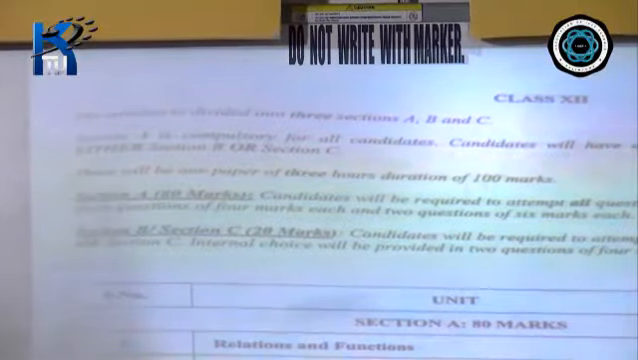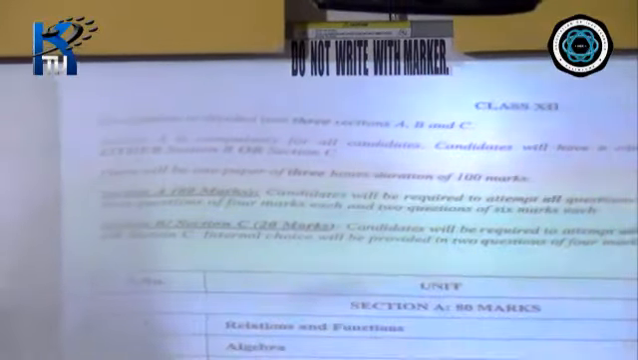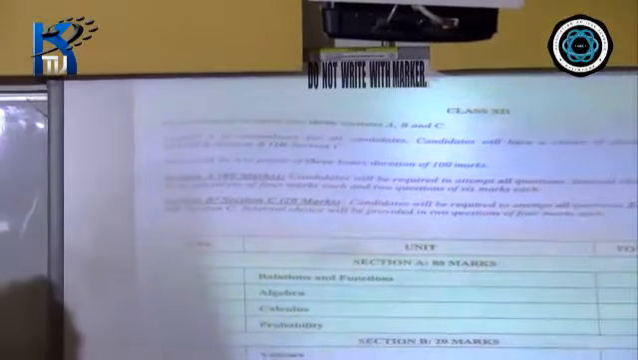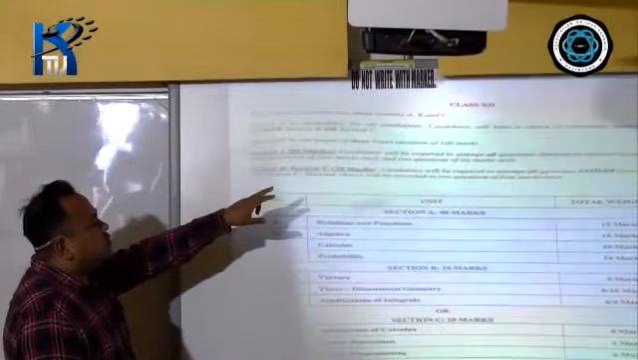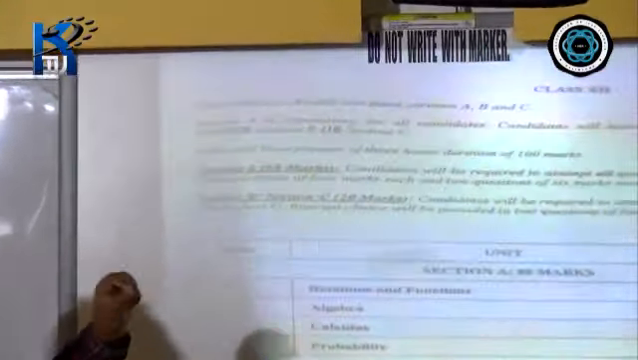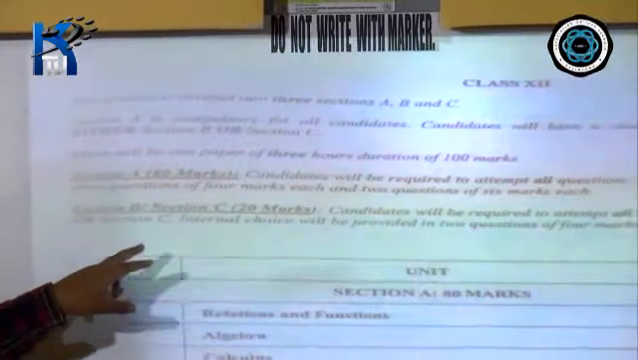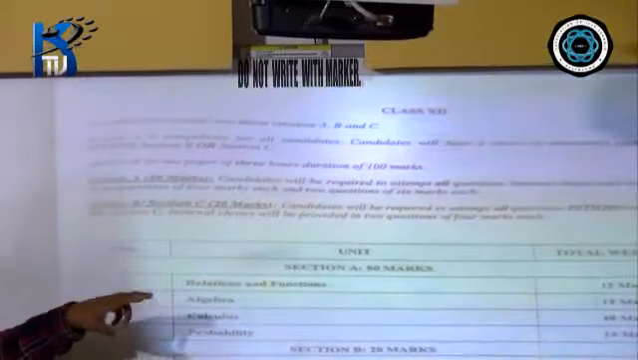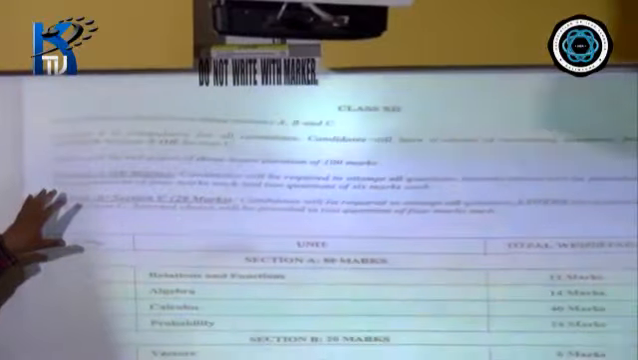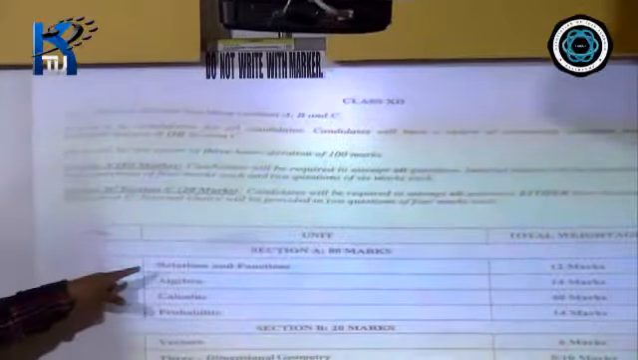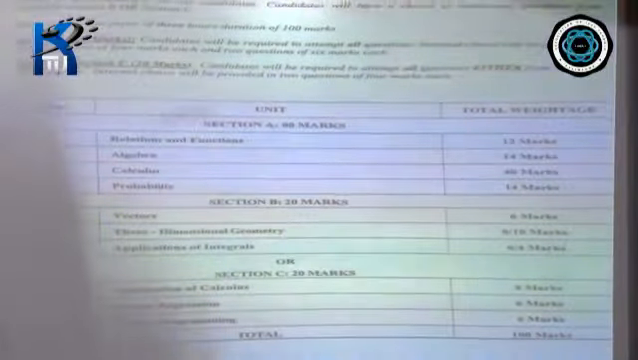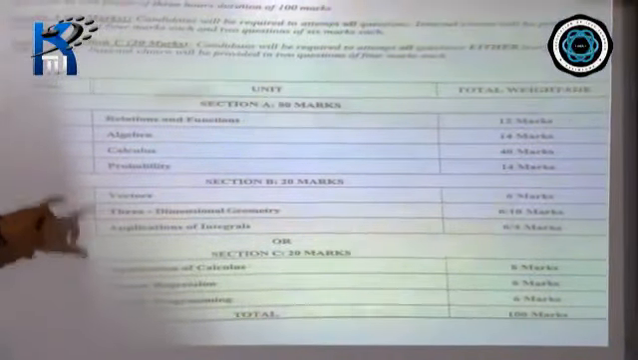Now our main emphasis will be on section A, because that is the most important and it carries 80 marks. In section A, candidates will be required to attempt all questions. Internal choices will be provided in 3 questions of 4 marks each and 2 questions of 6 marks each. I'll go into detail about this. First, just see the syllabus. When I complete section A and do section B and C, I'll do the question pattern for B and C also, but for the time being, we'll stick to section A.